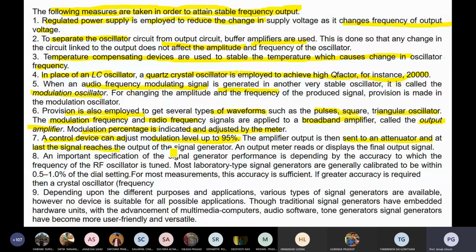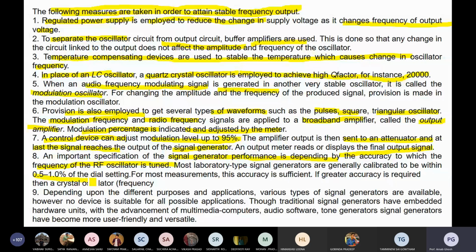So different processes are there. The RF oscillator range gives signal performance depending on the accuracy, with 0.5 to 1% dial settings, meaning the tuning range, how much you are going to tune. So all are there, and you have to understand those things.